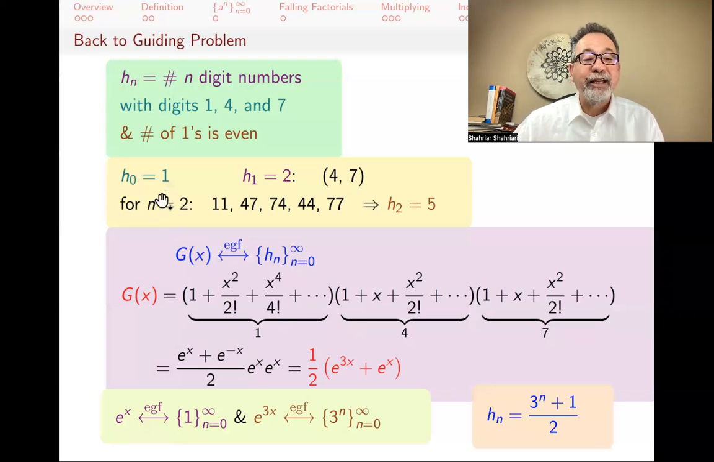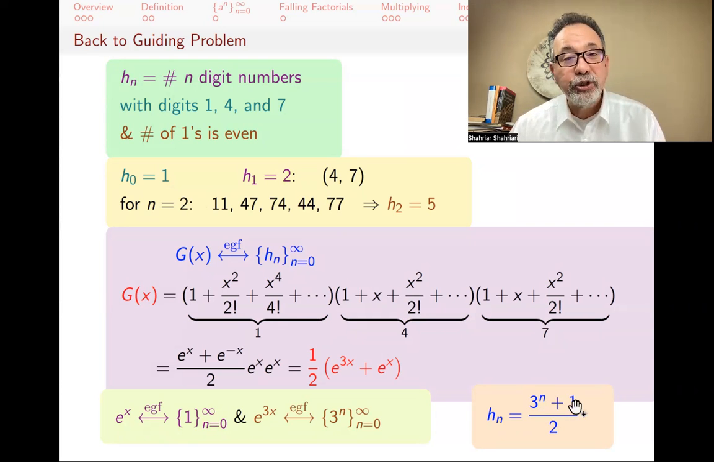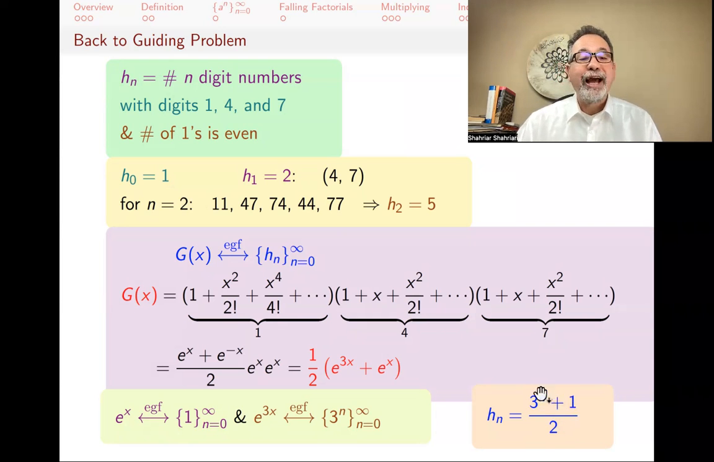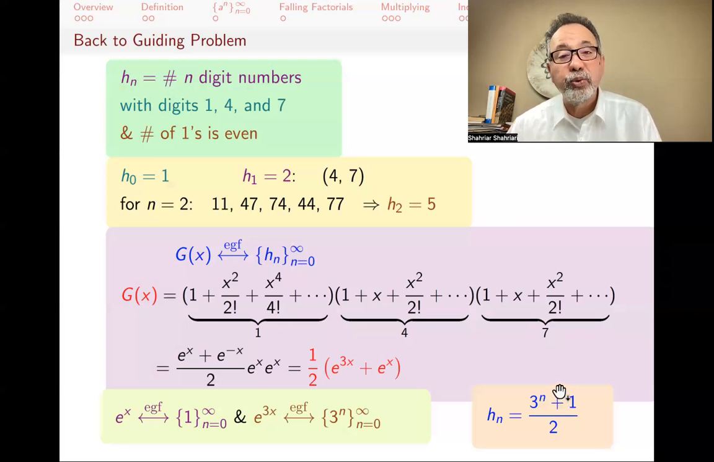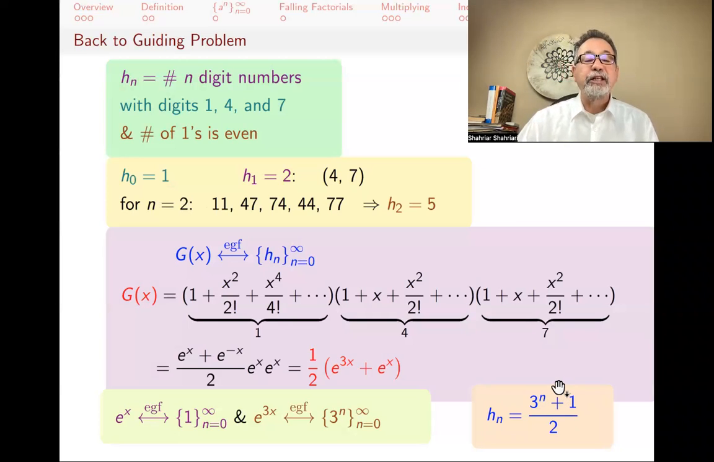And so we could check. If you put 0 here, you get 1 plus 1, 2 divided by 2, you get 1. If you put 1, you get 3 plus 1, which is 4 divided by 2 is 2. If you put 2, you get 9 plus 1, which is 10 divided by 2, and that's 5. If you put 3, you get 27 plus 1 is 28, divided by 2 is 14. And we now found a formula.